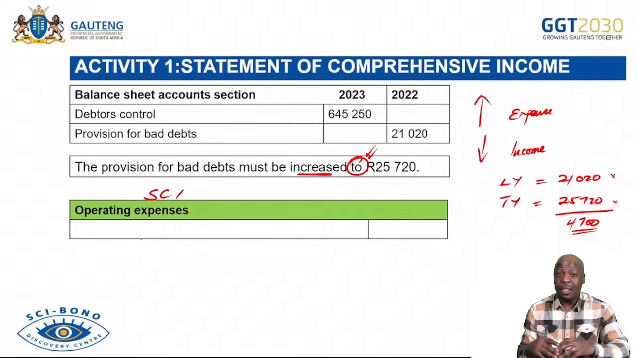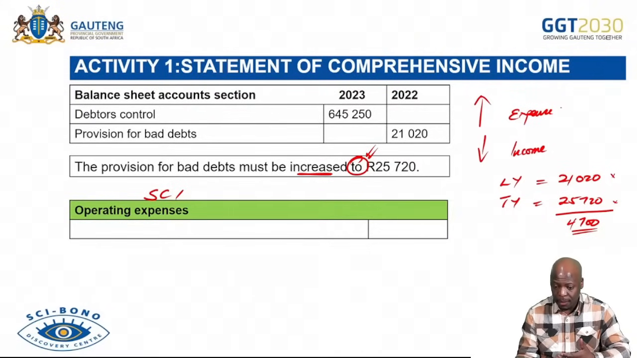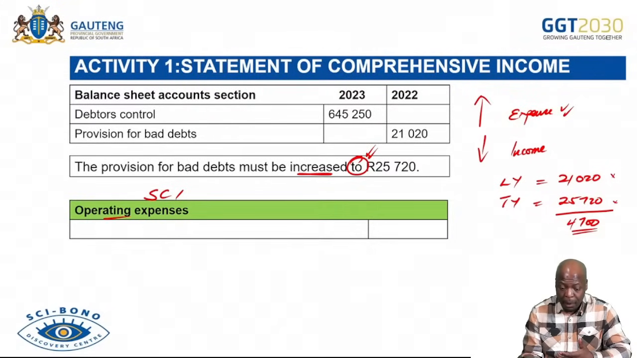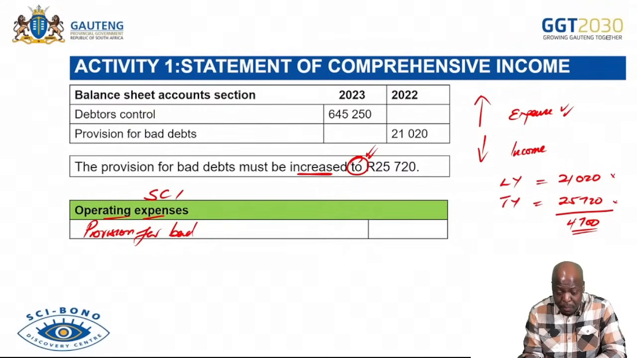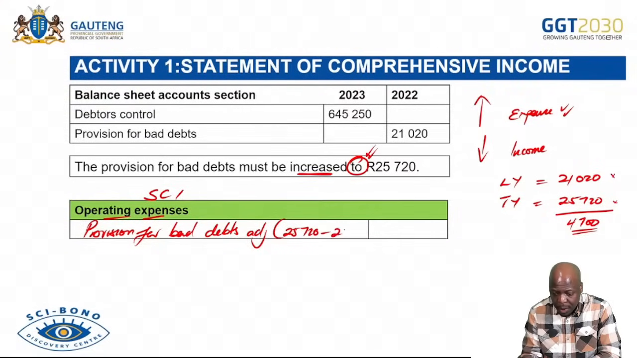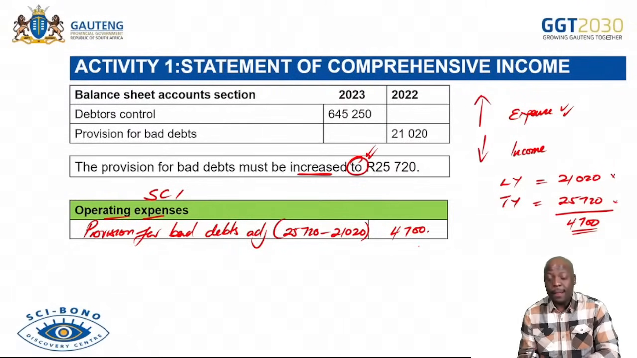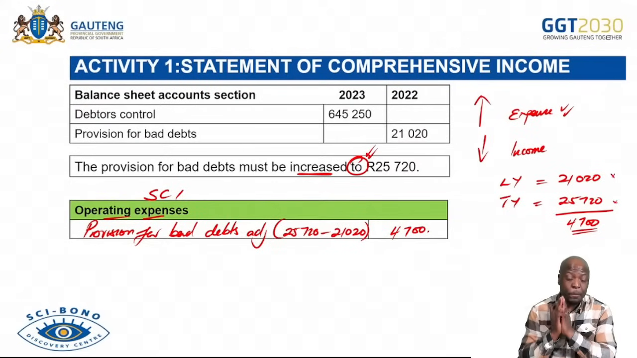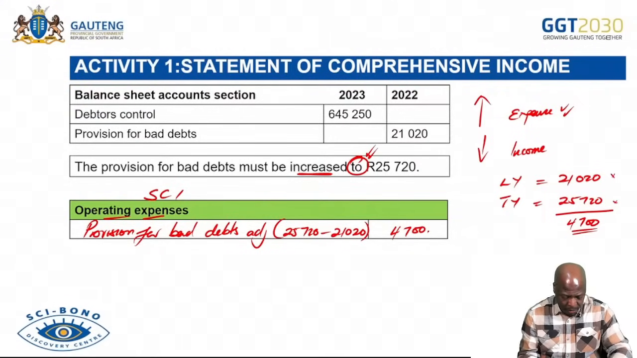And we understand the moment it's an increase, what is it? An expense. So I'm going to come under my operating expenses and I'm going to say provision for bad debts adjustment. And I'm going to say now it was my 25,720 minus my 21,020, and I close my bracket. Then here my 4,700. That is how I would record it in my statement of comprehensive income.